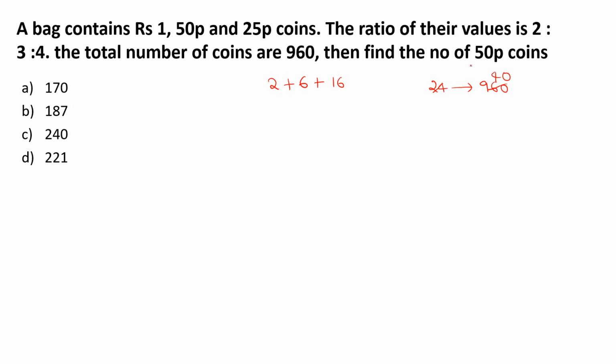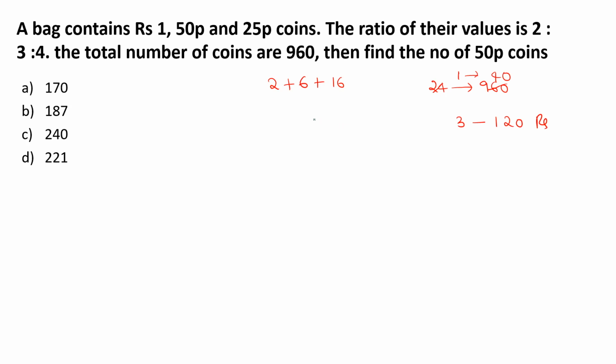To get the number of 50 paisa coins: here 3 represents the value of the 50 paisa coins. If the value of 1 unit is 40, then the value of 3 units would be 120 rupees. But we need to find the number of coins here. To get 120 rupees, we need 240 50 paisa coins.